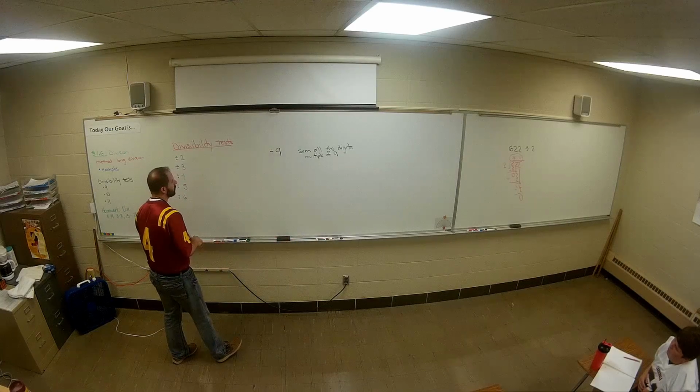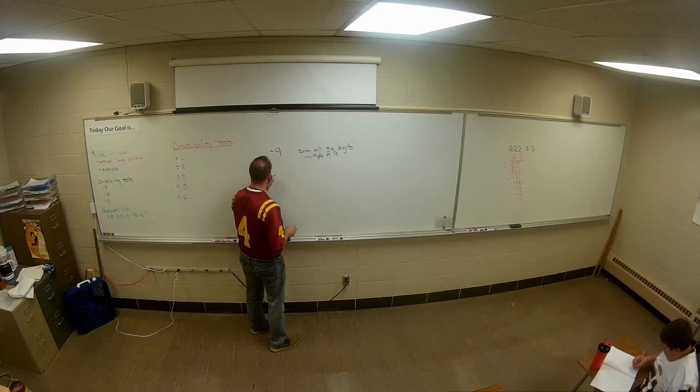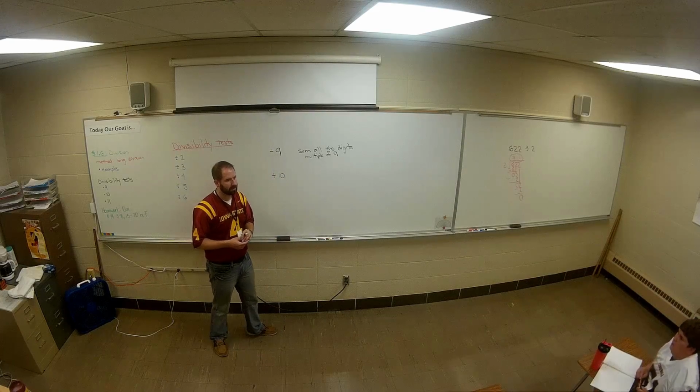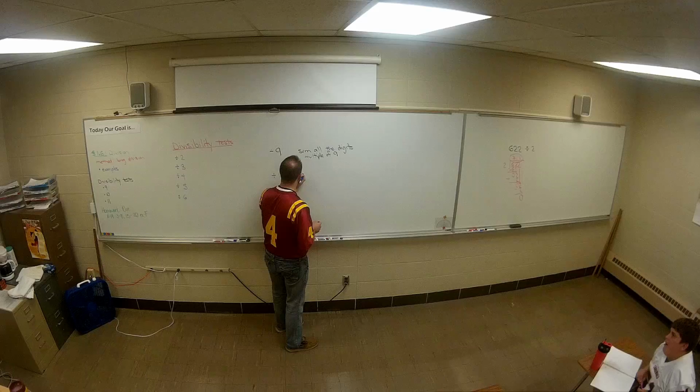All right, the number 10. 10 is easy. What do you think the rule for 10 is? Last digit is a 0.